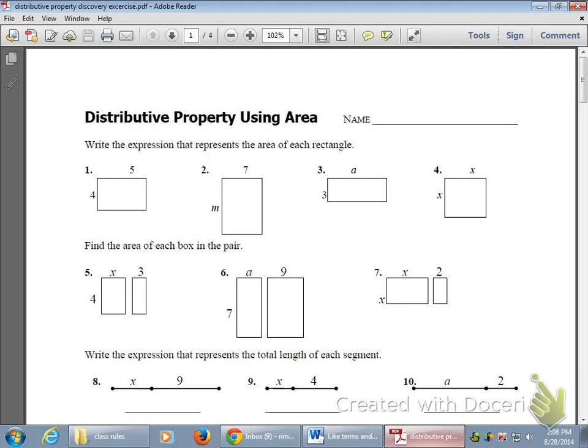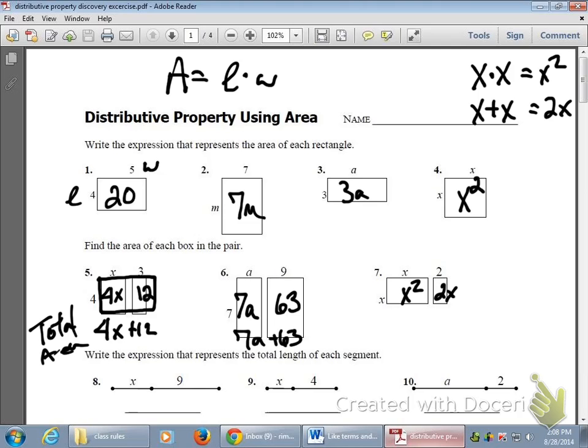What would be the total area of number 7? X squared plus 2x. Okay. And guys, that's really where we're going with this, is we're trying to find the total area of things. Let's look at the two line segments.